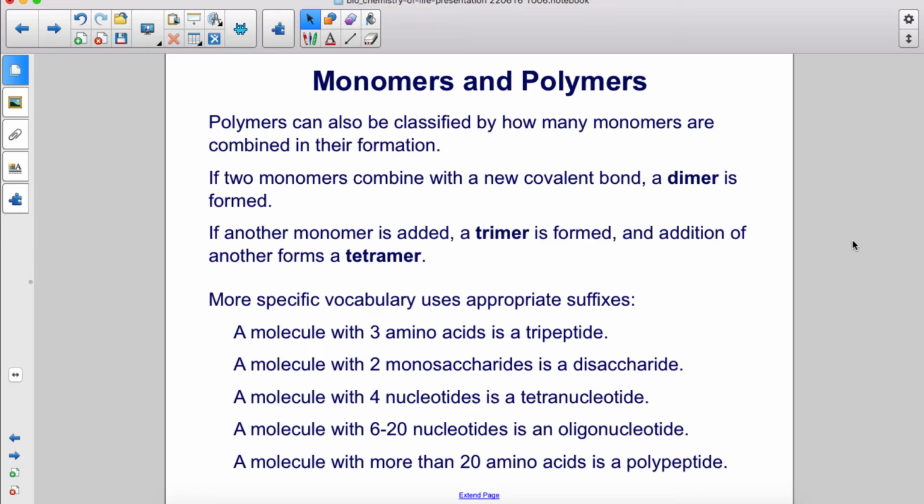A molecule with 2 monosaccharides is a disaccharide. A molecule with 4 nucleotides is a tetranucleotide. A molecule with 6 to 20 nucleotides is an oligonucleotide. A molecule with more than 20 amino acids is a polypeptide.